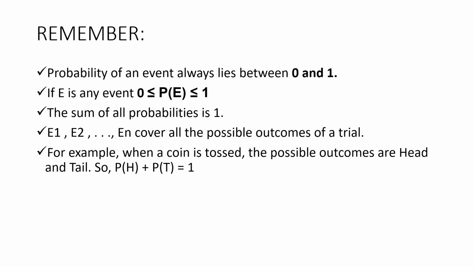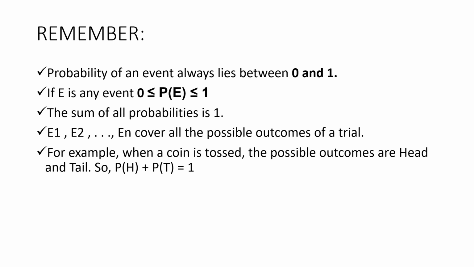Probability of an event always lies between 0 and 1. That means if E is any event, then 0 is less than or equal to P of E, which is less than or equal to 1. If the probability of an event is 0, it is called an impossible event. For example, the sun rising in the west, that probability will always be 0. And 1 means it is called a certain event. For example, the sun rising in the east, the probability is always 1.